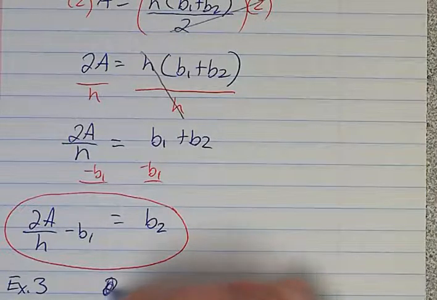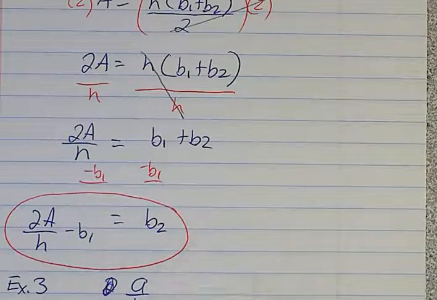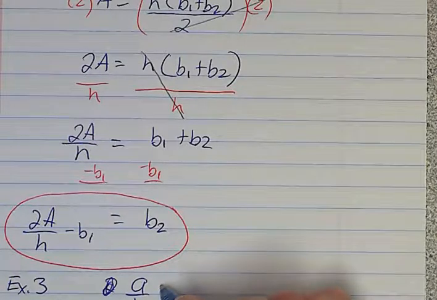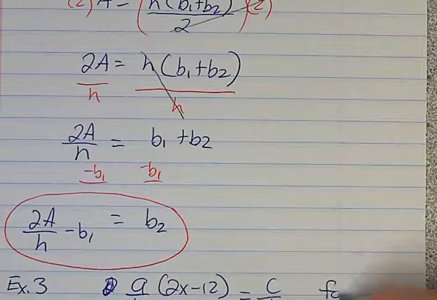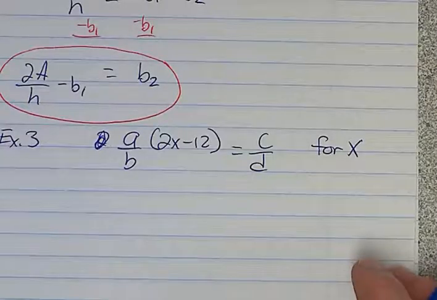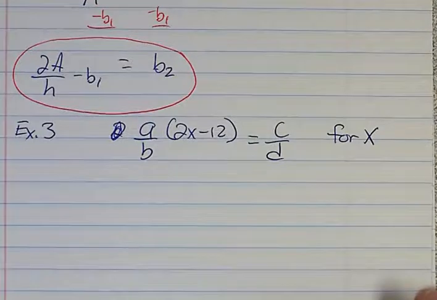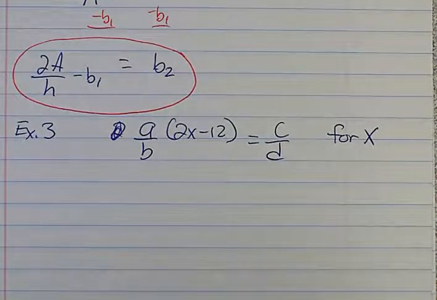Okay. Let's go with A over B times 2x minus 12 equals C over D. Oh, sorry, we need to see here. There we go. So A over B times 2x minus 12, and that's going to equal C over D.